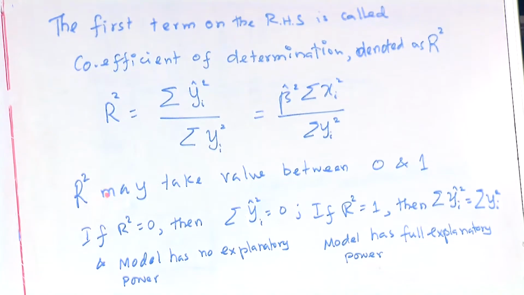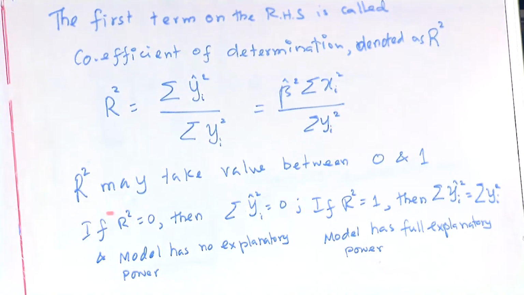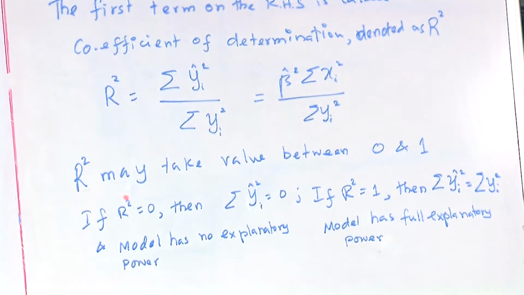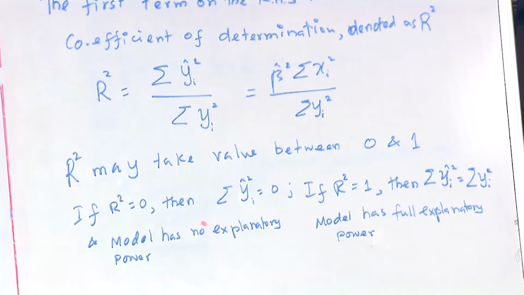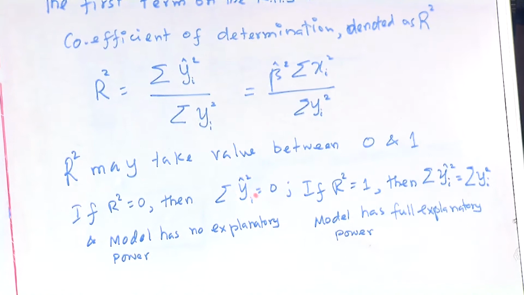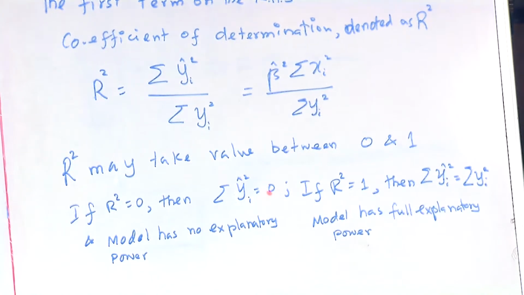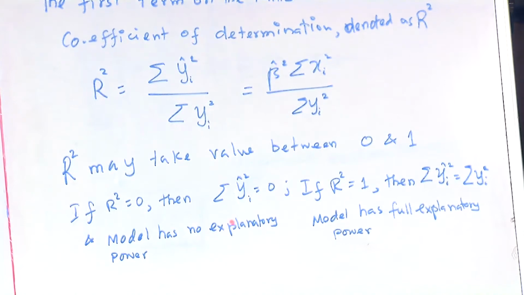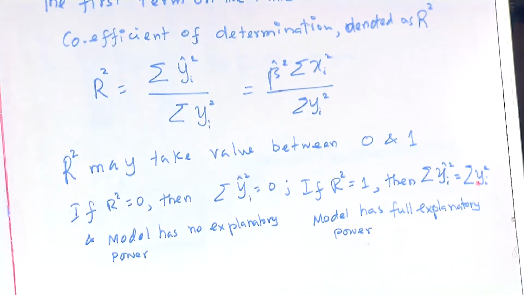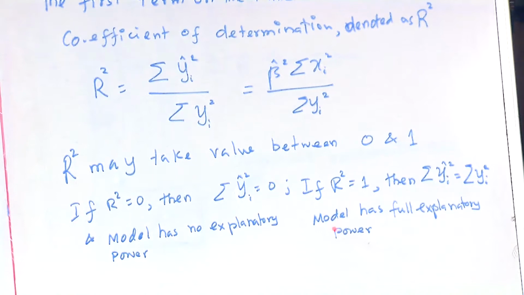R square may take values between 0 and 1. If r square is equal to 0, then sigma yi hat is equal to 0. That means the model has no explanatory power. If r square is 1, then sigma yi hat square is equal to sigma yi square. That is, the model has full explanatory power.